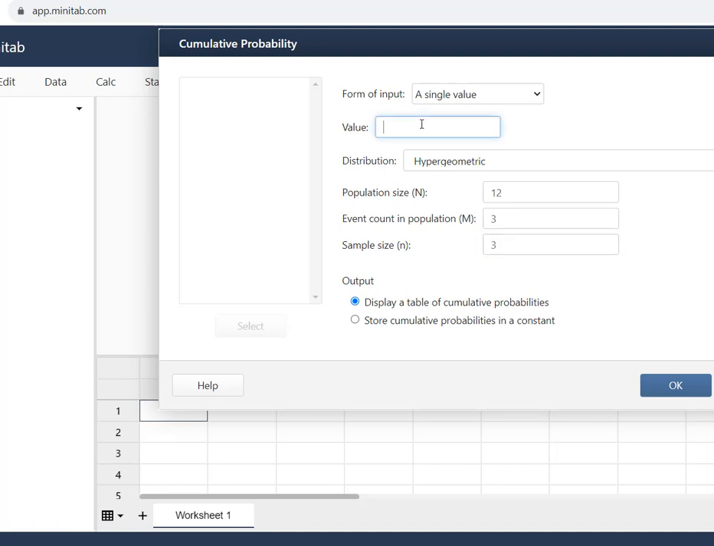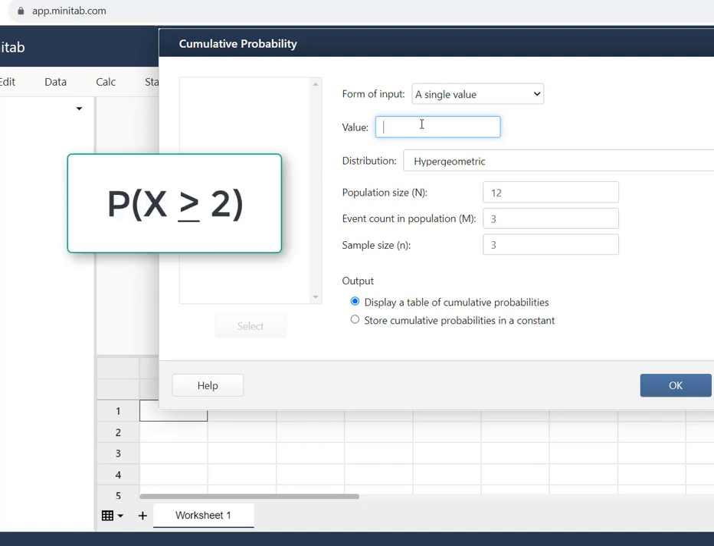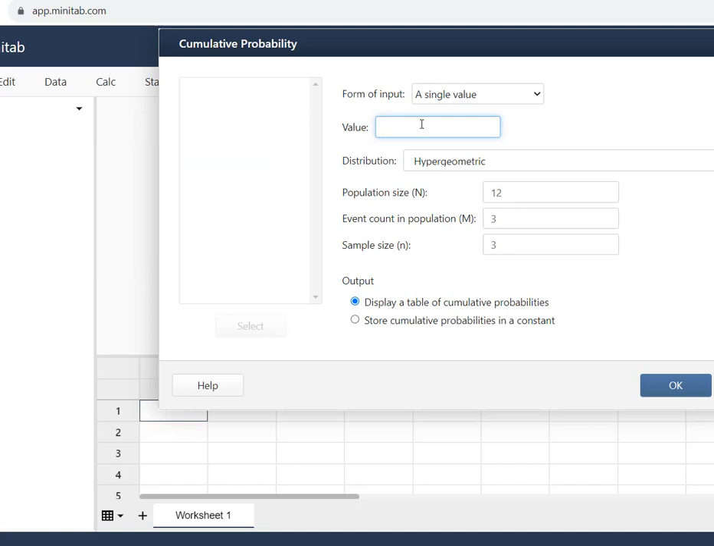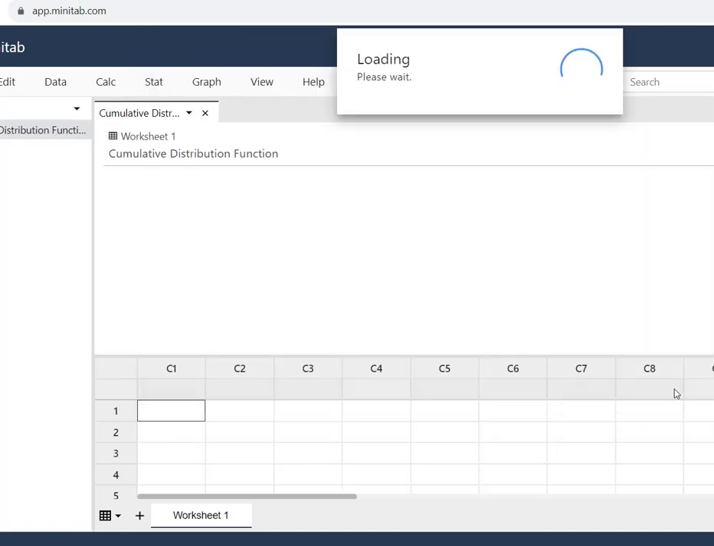Now I have to put in my value, and that's simply the value that this CDF is going to solve for the probability from the value I enter cumulatively down to 0. So I wanted at least 2, which is 2 or more. So I want to exclude 1 and 0. So I'm going to put in 1. It's going to give me the probability of 1 plus the probability of none. And I'm going to say OK.